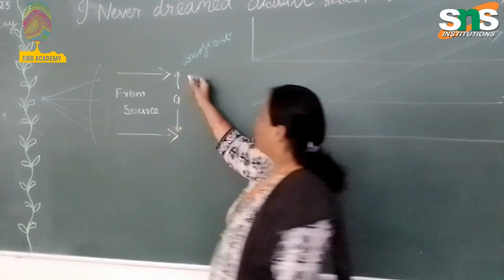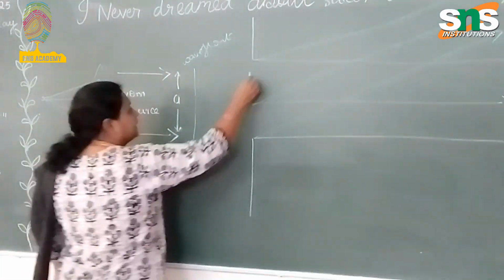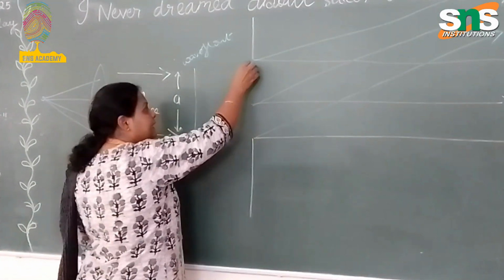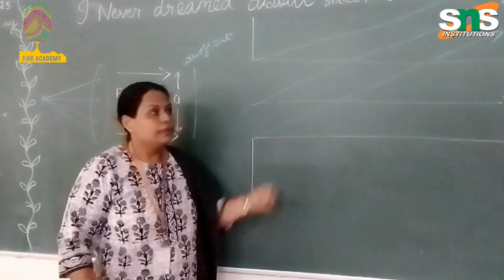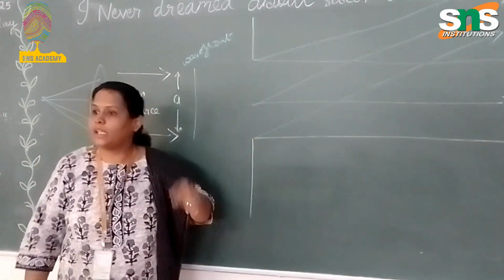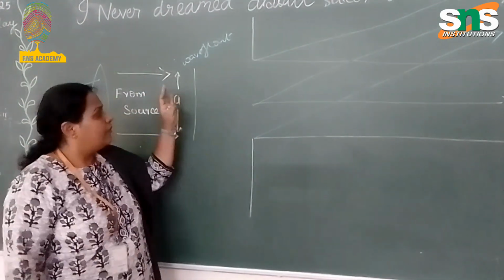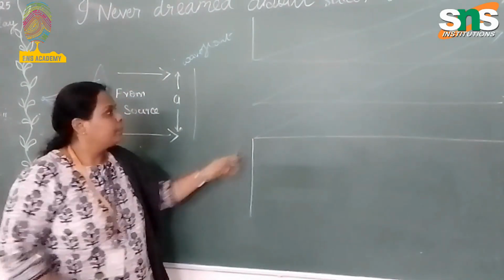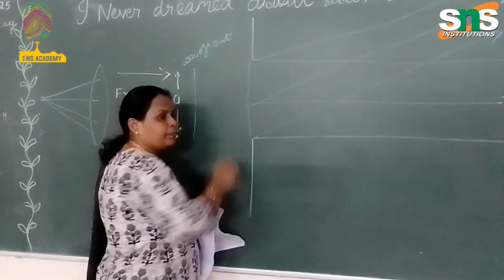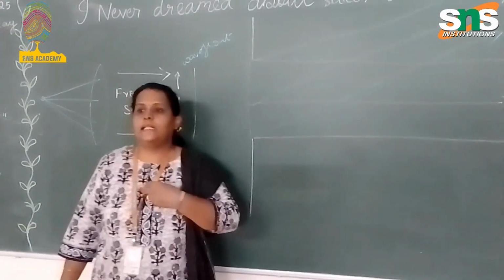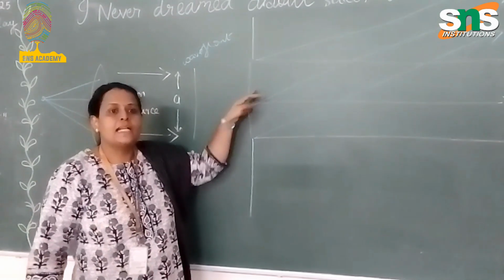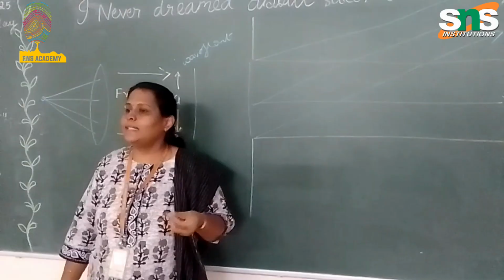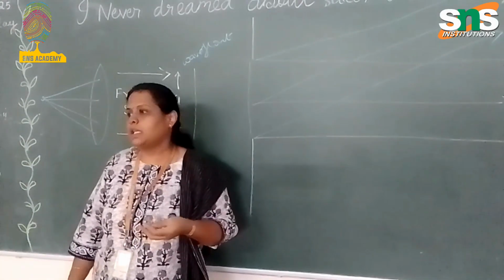wavelength. Am I right? So when the plane wavelength reaches this slit, if you see here, this is a cardboard and a single slit is made here. When the plane wavefront reaches here, what will happen? Yes, as discussed, all the points that are present on the plane wavefront will act as sources.